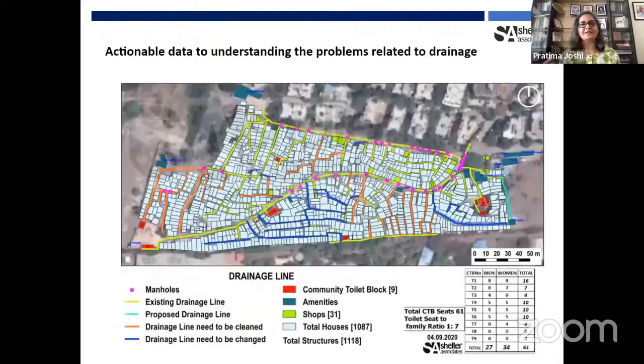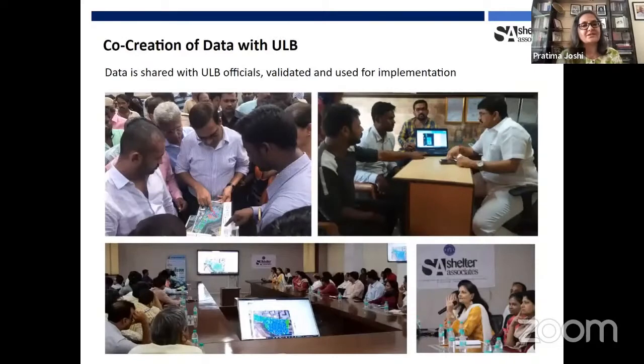Moving to the next slide, you'll find that we are then able to look at which networks have problems, where maybe you need to change a line, or do a thorough cleaning, or sometimes replace some of the drainage networks because they don't have adequate carrying capacity. So all this data is captured, and with this kind of information in place, the municipal corporation also understands where they need to come and intervene.